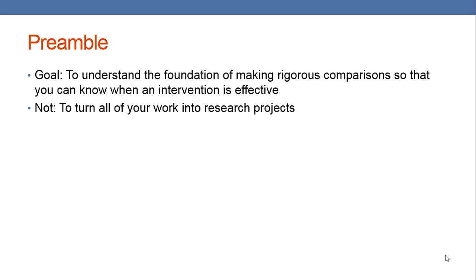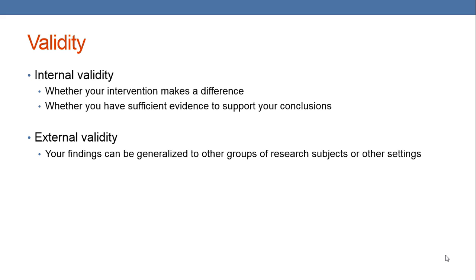So again, we don't want to turn every project into a research project, but we want to make explicit the assumptions that we are making when we make comparisons so that we can make them with more precision. There are two types of validity researchers talk about, and both of them are very important.